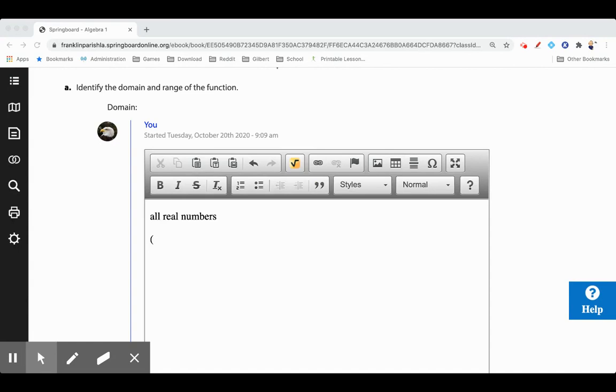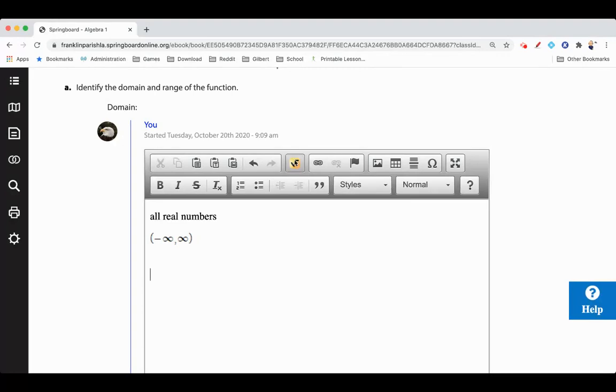I'm trying to find the infinity signs. There they are. So from negative infinity, I want to put that in parentheses, to infinity. Okay. Negative infinity to infinity, that would be my interval notation. Note, parentheses means open, it never actually gets there.